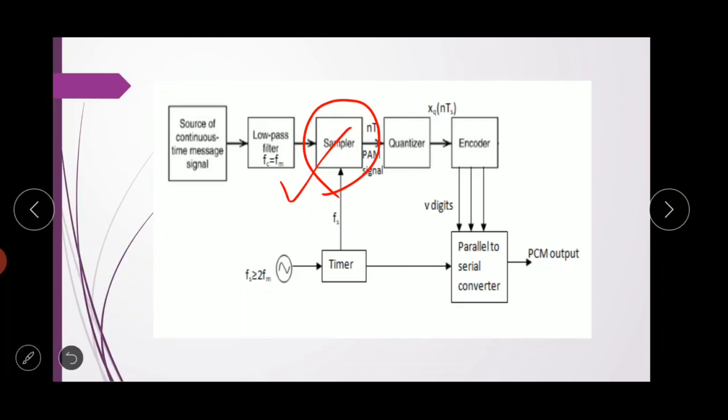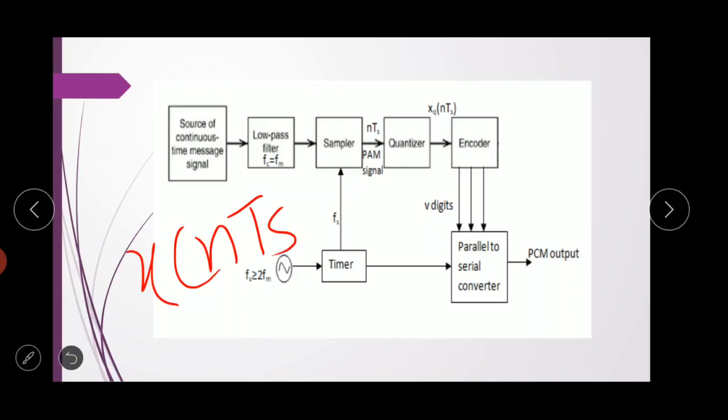Then at the output of the sample and hold circuit or sampler, we get x of nTs, which means the output of the sampler is denoted as x of nTs. This signal x of nTs is discrete in time and continuous in amplitude. Then the signal is applied to the quantizer.